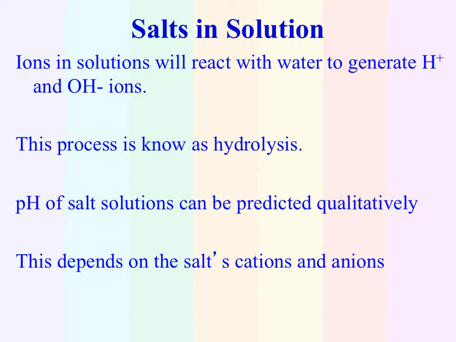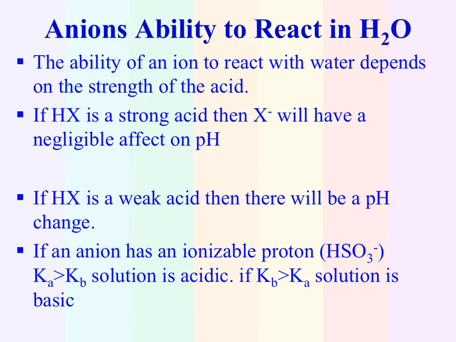Ions in solution can react with water to generate H+ or hydroxide ions, and this process is known as hydrolysis. Now, the pH of the solutions can be predicted qualitatively, and that's going to depend on the salt, both the cation and anions present in solution. An anion's ability to react with H2O is going to depend on the relationship that anion has to an acid's strength.